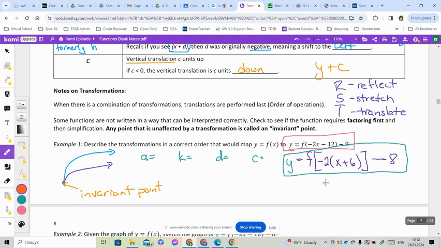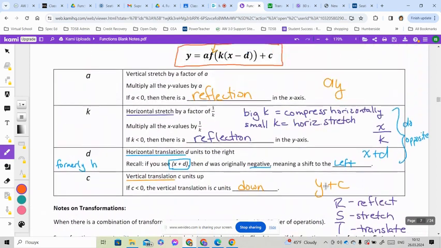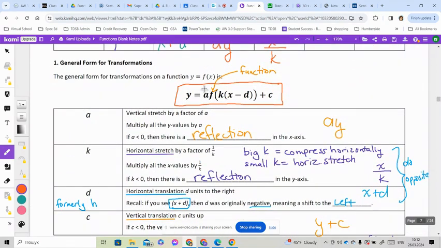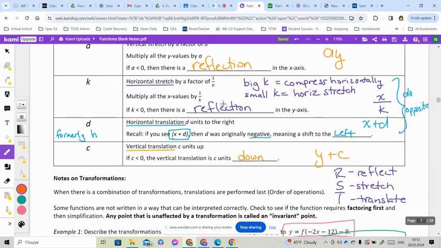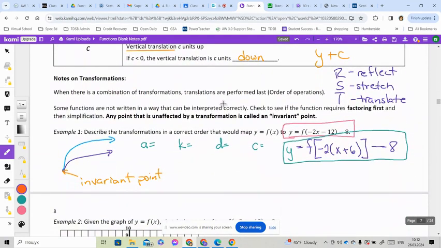What is the a value? In order to find the a value, I look at the number that is in front of the f, the function symbol. What is the number in front of the function symbol? Do you see here there is no number? So we make a value of 1. So is there a vertical stretch? Is there a vertical reflection? No, because that would mean this number would be negative.